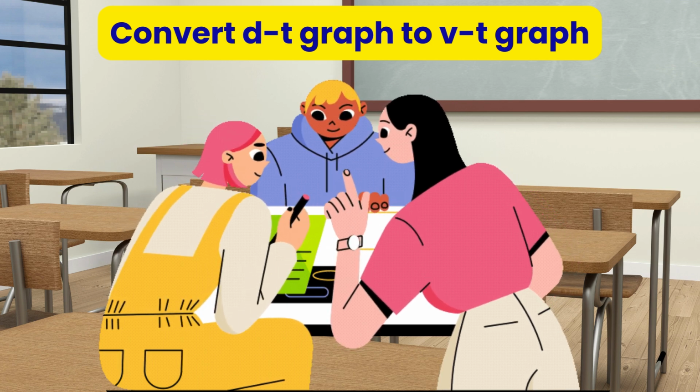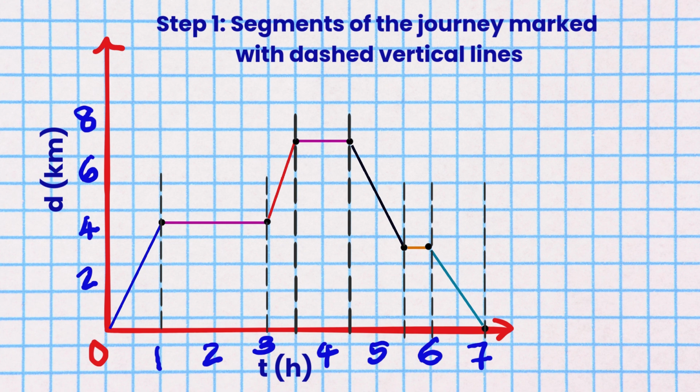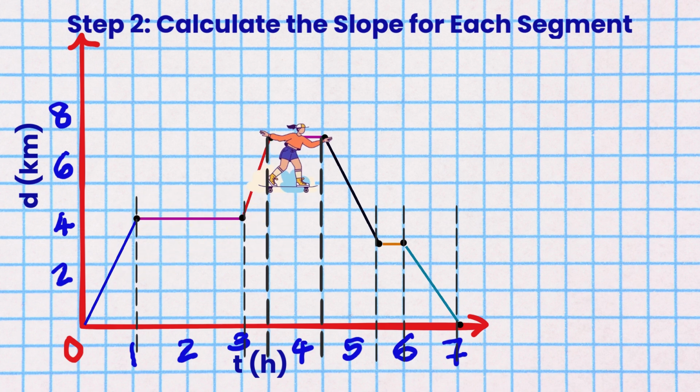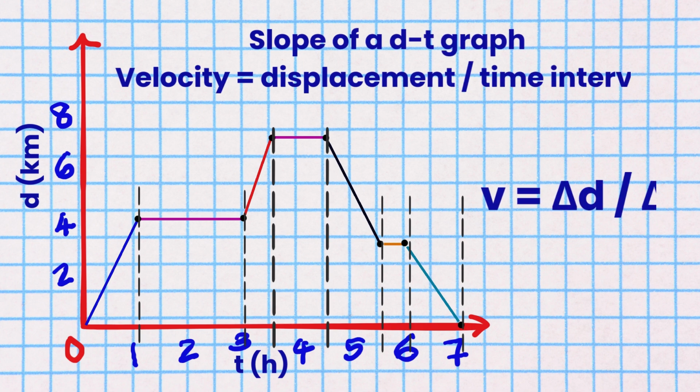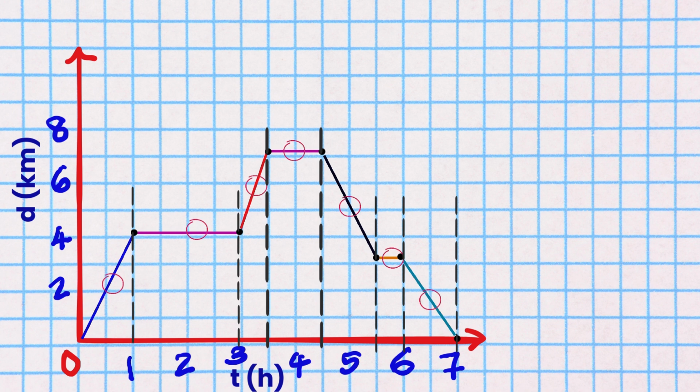Now let us convert this position time graph to a velocity time graph. Step 1 is to mark the different segments of the journey with dashed vertical lines on the time axis. Step 2 is to calculate the slope for each segment of the journey. The slope of each segment gives us her velocity, since velocity is equal to displacement divided by time interval, delta d over delta t. There are 7 segments in her journey.